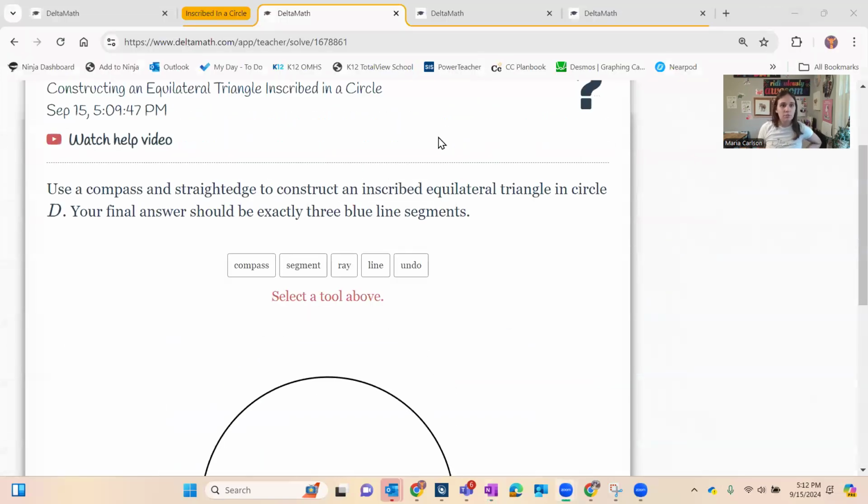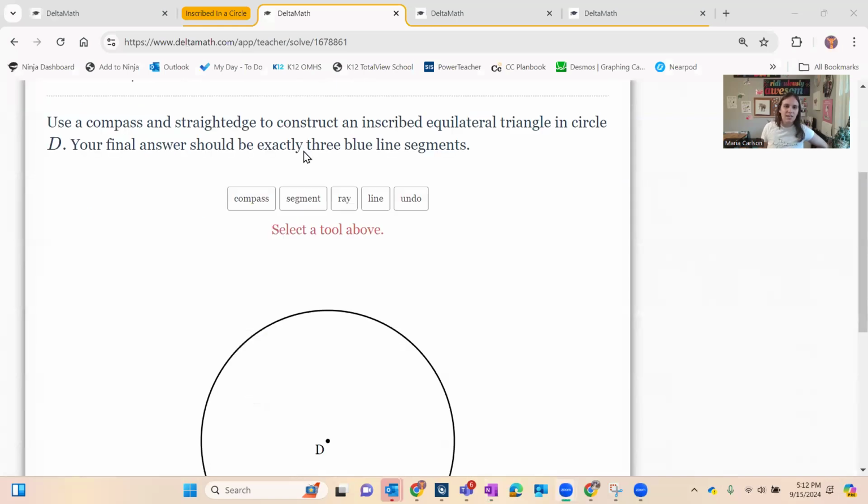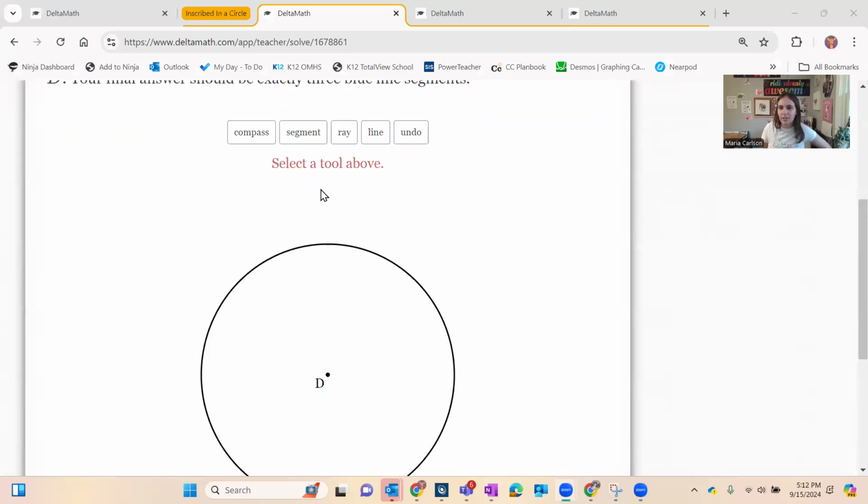So we're going to start by using a compass and straight edge to construct an inscribed equilateral triangle in circle D. Your final answer should be exactly 3 blue line segments. And I was actually recording earlier and it marked me wrong twice. So be careful when you do these because it can be a little bit finicky. I didn't do anything wrong. It just didn't like necessarily how I started the problem.